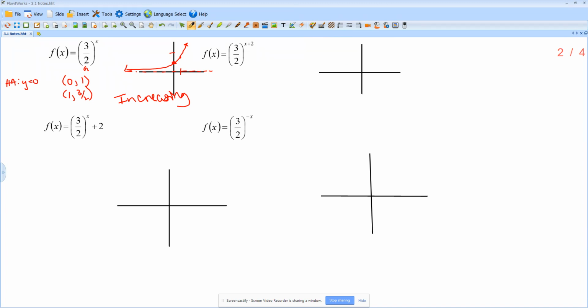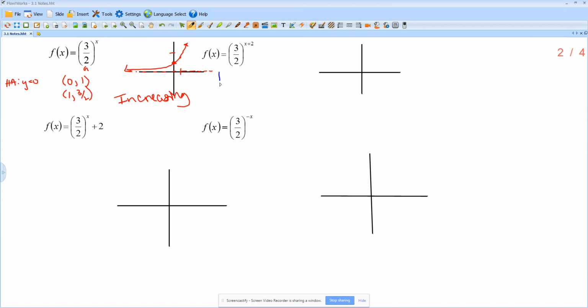Next, we have 3 halves to the power of x plus 2. This is sort of an interesting question because you can do it in one of two ways. You could graph the original function as if this plus 2 is not here, and then shift the function over 2 units. Or just using coordinates, you can come up with it regardless.